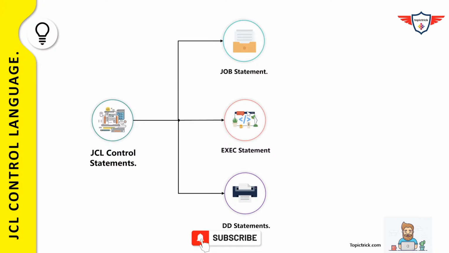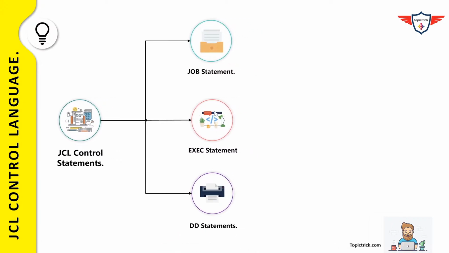A job statement marks the beginning of a job, and it is used to provide the vital information related to your shop. The second statement is the execute statement, and it generally marks the beginning of a job step, and it is used to provide the program name or the proc that you want to execute. And the third statement is the data definition statement, or DD statement. These statements are generally used to provide information related to the input and output datasets.